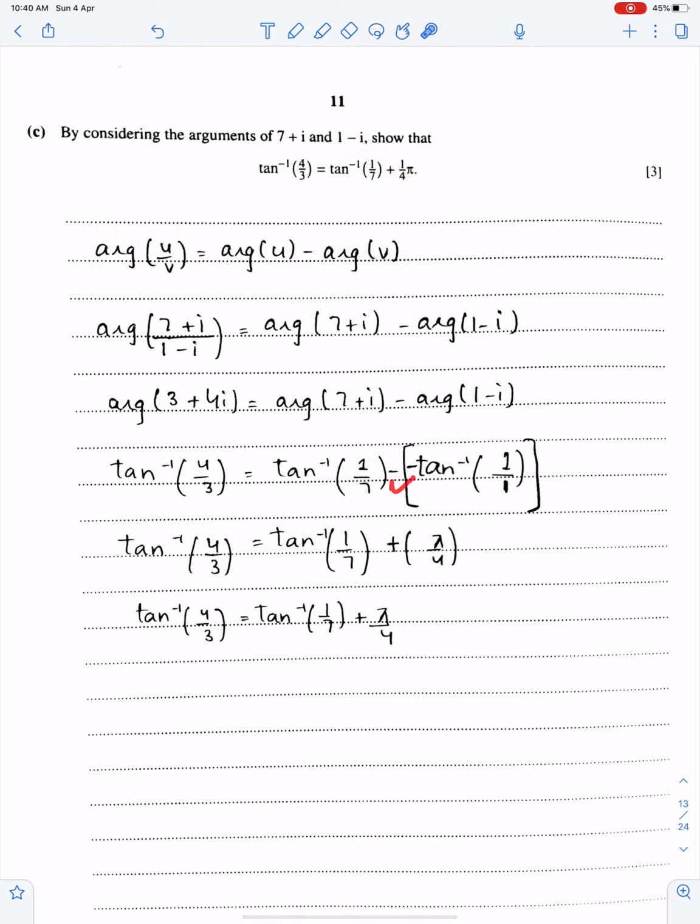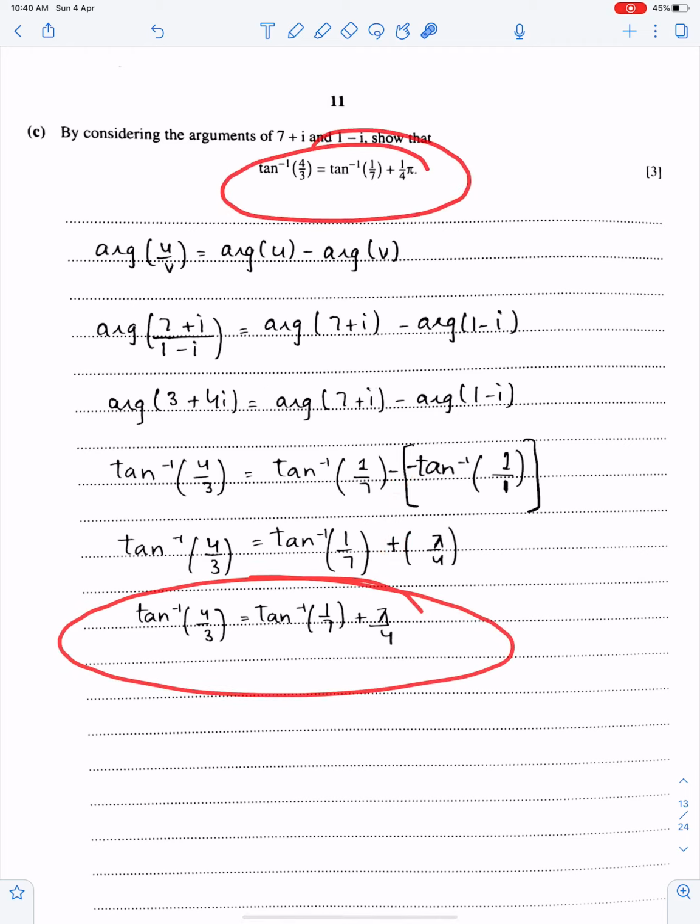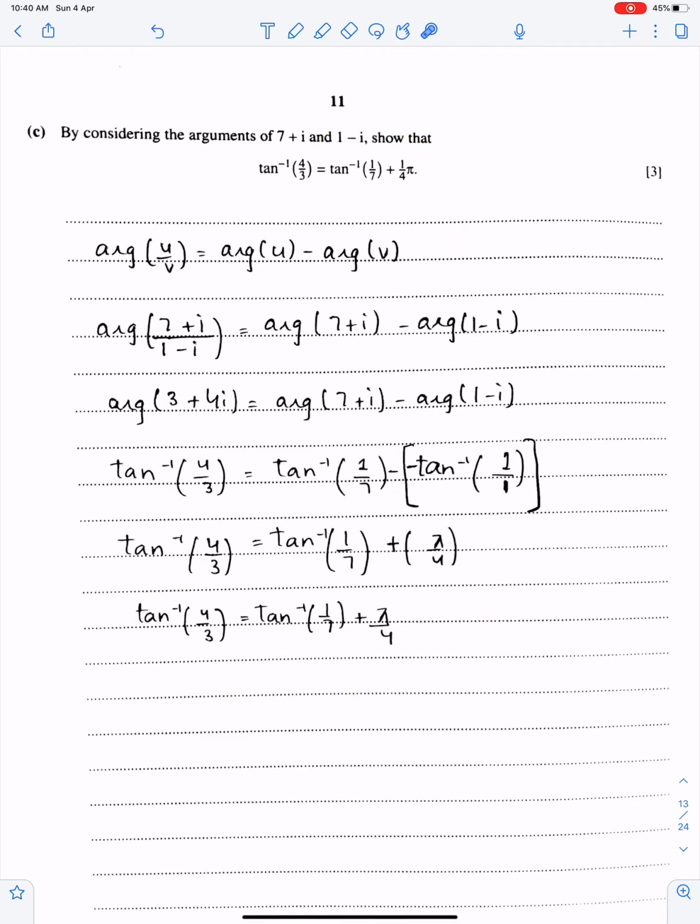This minus and this minus will become plus. So this is what we had to show. This question is very important. And with the help of this rule, you can easily prove this. But you must be good at the properties of argument and modulus. You must know how to find arguments of the complex numbers.